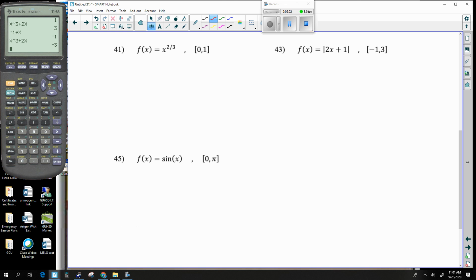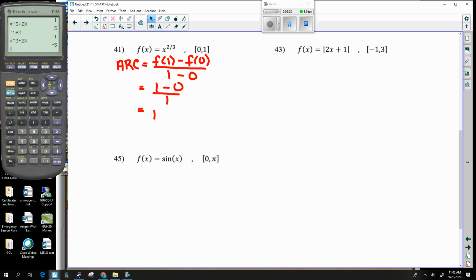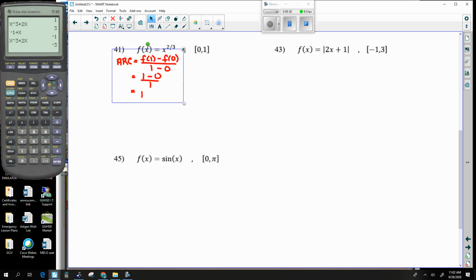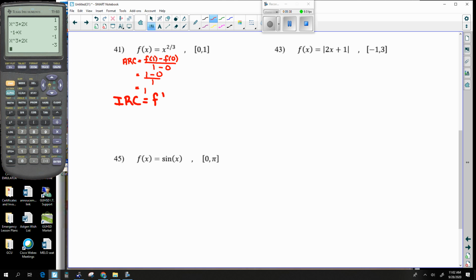Okay, this one, well, it might be differentiable. Yeah, I think this one's good to go. On 0 to 1, I think it's fine. So the average rate of change is f of 1 minus f of 0 over 1 minus 0. So f of 1 is going to be 1, f of 0 is going to be 0, over 1, so this is 1. Okay, the instantaneous rate of change is the derivative.